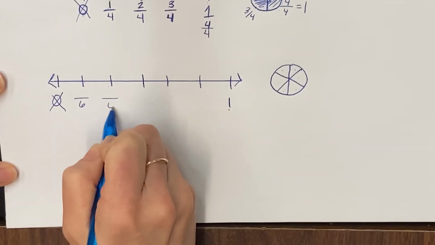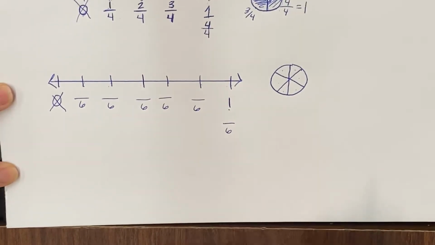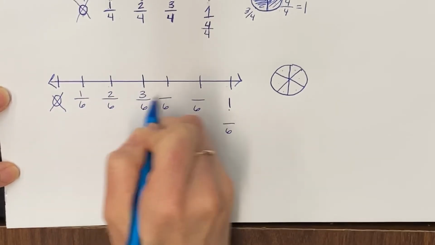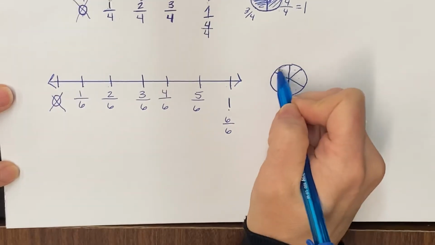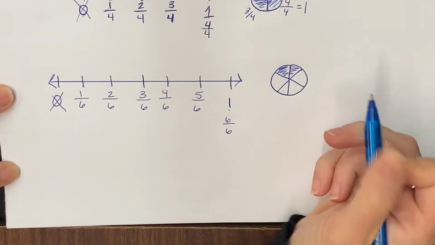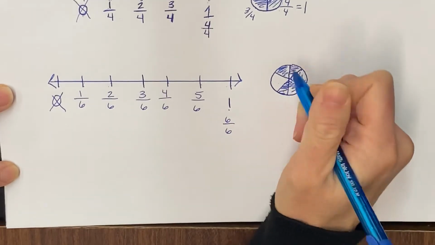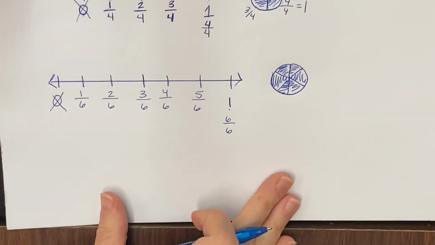We're going to label each tick mark with a denominator of 6 because there are 6 pieces in all. You can also label the whole number if you want to. And since this is the first tick mark, 1, 2, 3, 4, 5, 6. Okay? So over here, 1/6 would be 1 piece shaded, 2/6 is 2, 3/6 is 3 pieces, 4/6 is 4, 5/6 is 5 pieces, and 6/6 is the whole circle, one whole. Okay, let's try one more.